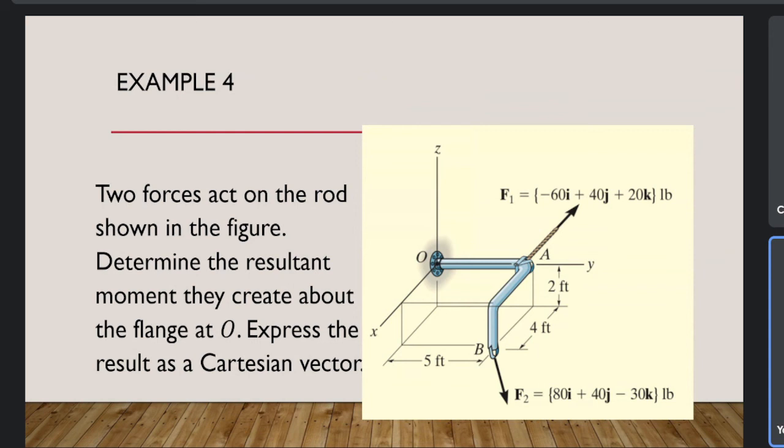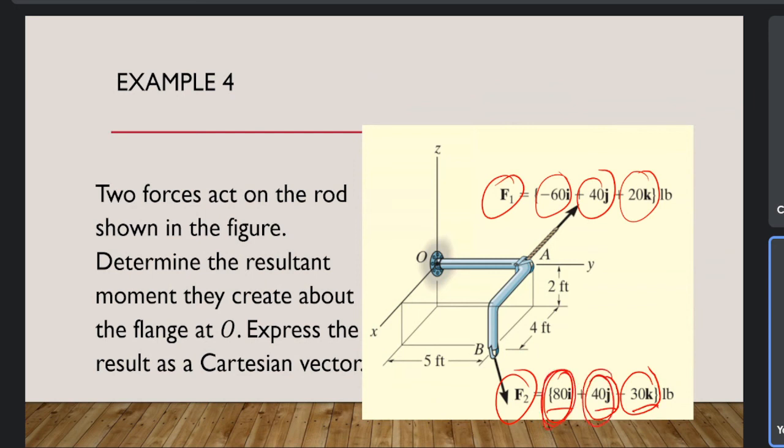So here in this one, you can see there are how many forces? There are two forces, F1 and F2. F1 is given in the Cartesian vector form, which is minus 60I plus 40J plus 20K pounds. Then force 2 is also given in the Cartesian vector form, which is 80I plus 40J minus 30K. So we have I component, J component, and K component. That means along the x-axis, y-axis, and z-axis. So here you are going to find the resultant moment of these two forces.